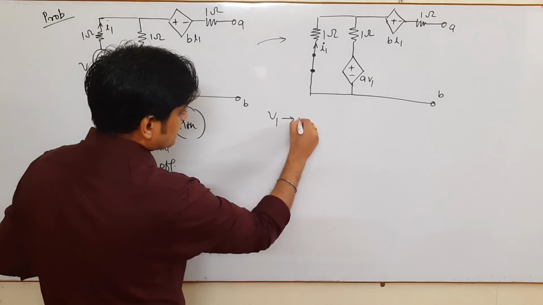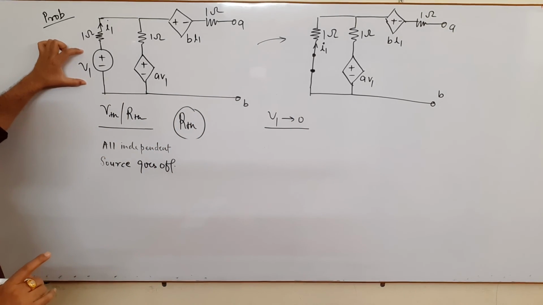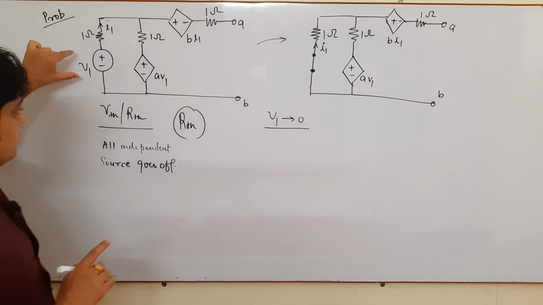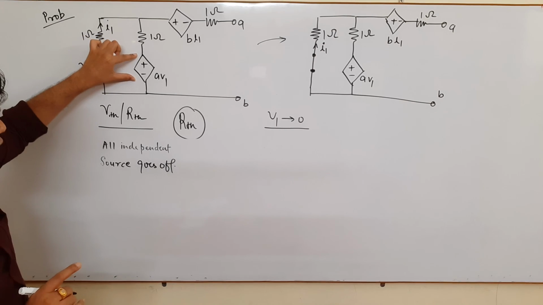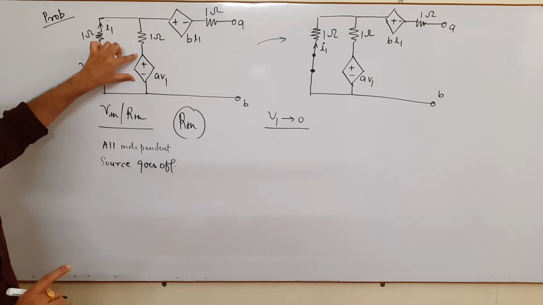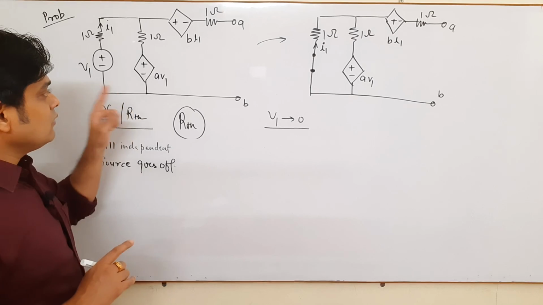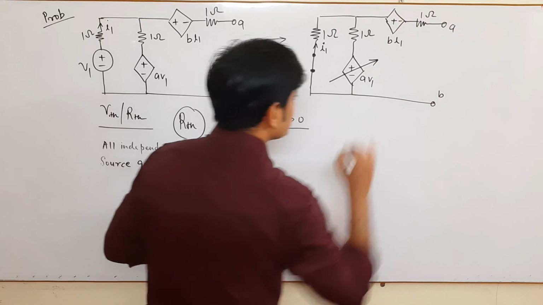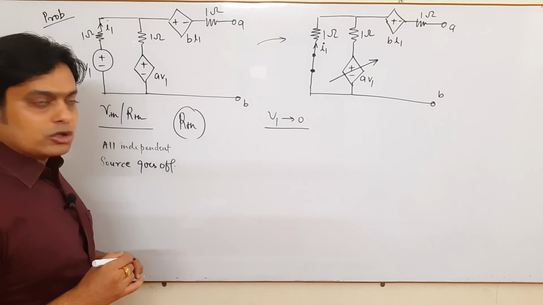Please keep in mind, this is an independent source, but the value of this source depends upon this value, that is V1. Once V1 goes 0, this is also a voltage source, the only thing is this is a dependent voltage source. So the value of V1 here goes 0, so this also goes 0, so this source gets short circuited.